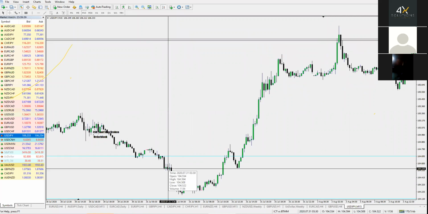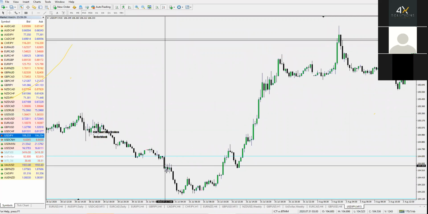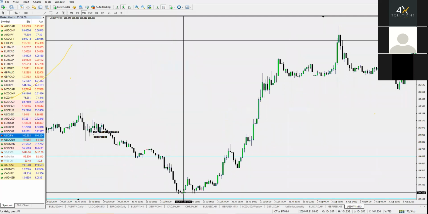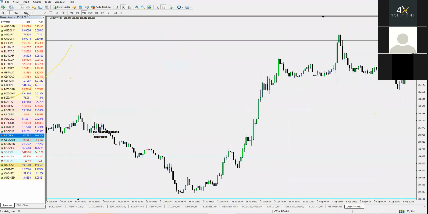Okay, so an LSB is the last bearish order block, because it is bearish, and price breaks this order block over here. Price closes above this order block and retests this order block.